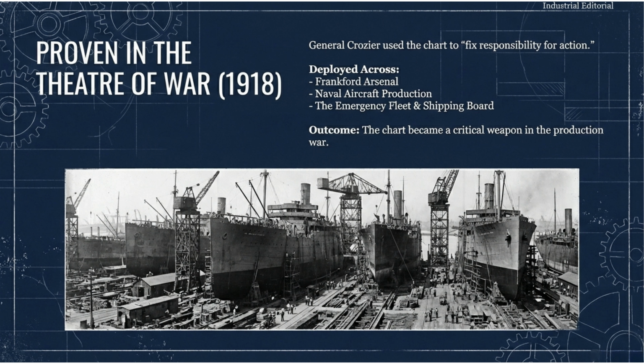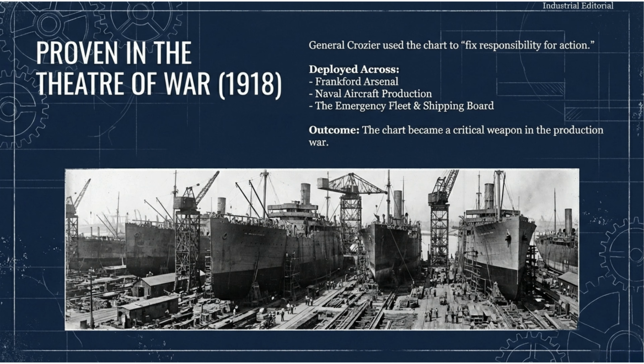Did it work? Oh, it worked. It worked spectacularly. By 1918, Gantt's charts had been deployed across Frankfurt Arsenal, naval aircraft production, and the Emergency Fleet and Shipping Board. General Crozier used the chart to do something elegantly simple but profoundly powerful. He used it to fix responsibility for action, not to record what happened, not to explain why things went wrong after the fact, but to look someone in the eye, point to a bar on a chart and say, "You, this task, this date. What is your plan?" Accountability visualized.